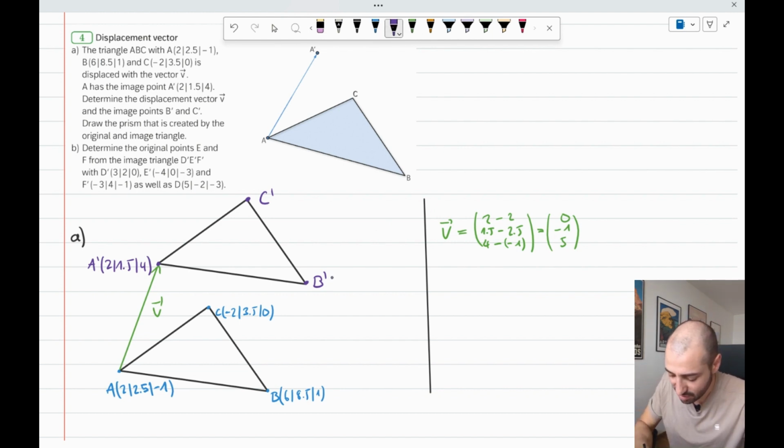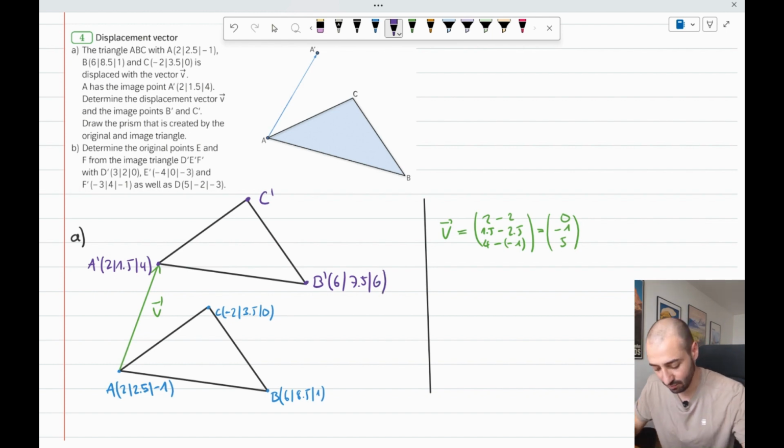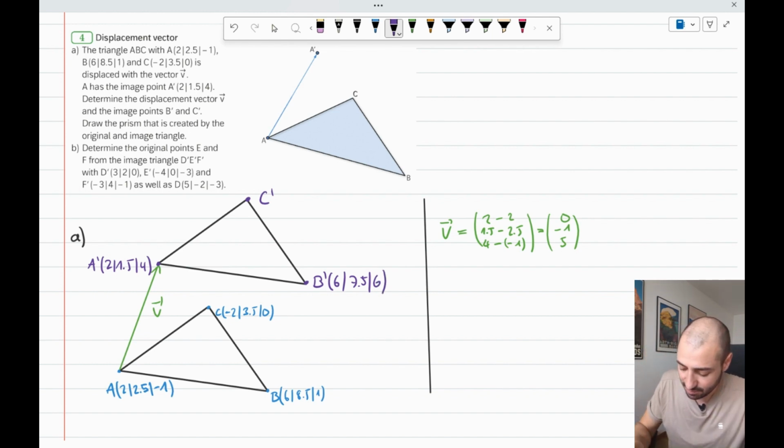Okay, now once we have that, we can also calculate the coordinates of C prime and B prime. So for instance, for B prime, if B is displaced with this vector, then in x direction we add 0, so it stays 6. In y direction we are at 8.5, we subtract 1, so we are at 7.5, and in z direction we are at 1, add 5, we are at 6. So this is B prime.